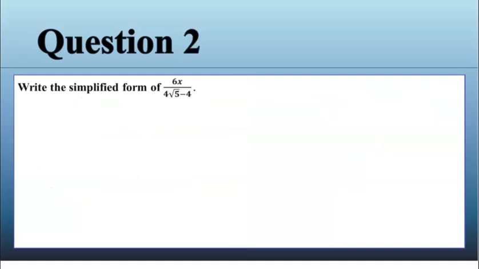Question 2. Write the simplified form. So here I need to rationalize the denominator. So I would have 4 square root of 5 plus 4, and I do that in the numerator and the denominator.